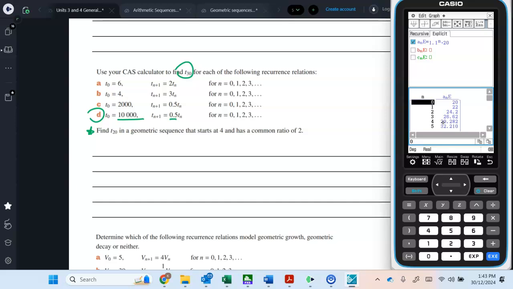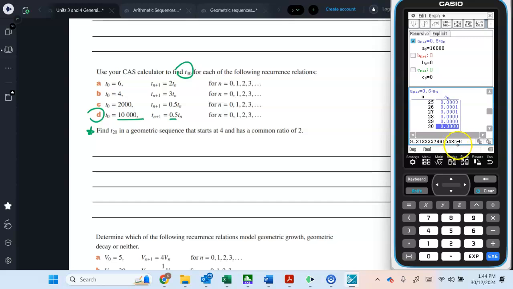All right, so we can put that recurrence relation in here. So our starting value is 10,000. And we've got 0.5. Remember that's an example of decay. So 0.5 times AN. I know it says T in there, but we can stick with AN. Now we want T30, so let's scroll down. If I look at that, I've got 0.00000. If I just press on it, you can see I get this number here.